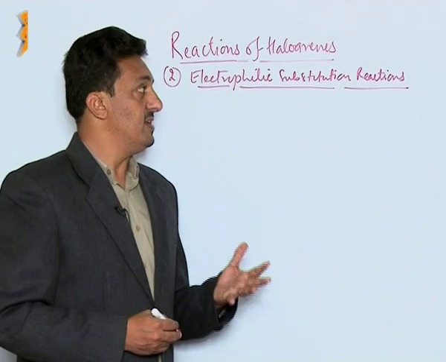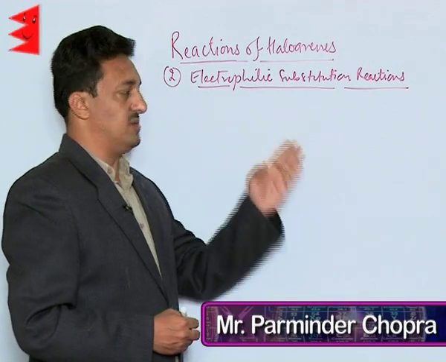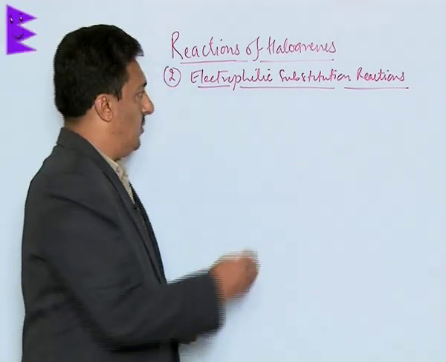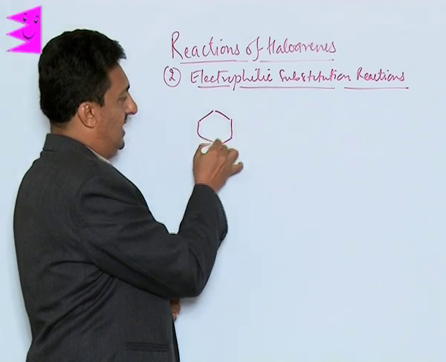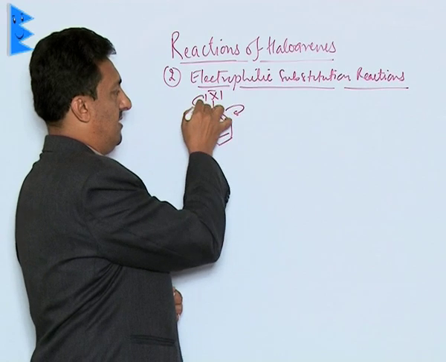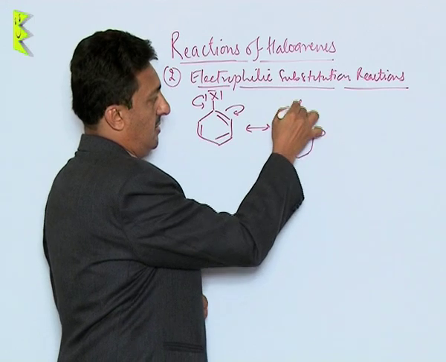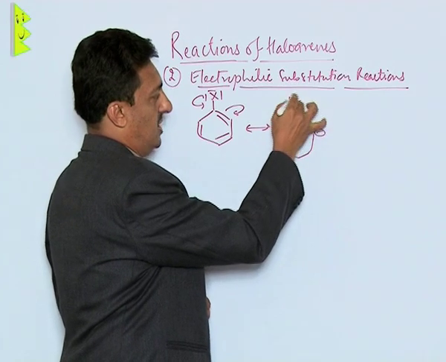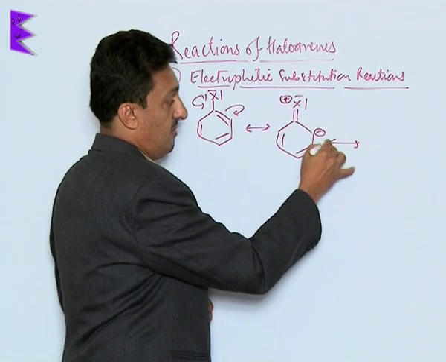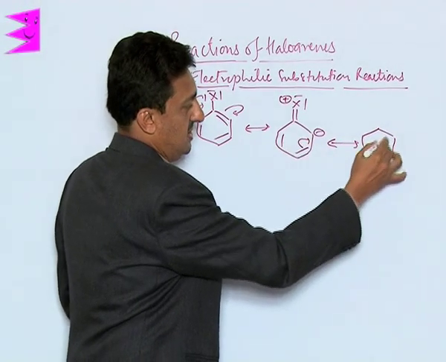The second most important category of the reactions of the haloarenes are the electrophilic substitution reactions. We know that they are the characteristic reactions of all the benzene derivatives. Now what you need to know is that when any halogen is attached to the benzene ring, it releases electrons towards the benzene ring, and is responsible for introducing a negative charge on the benzene ring. Therefore, it increases electron density at ortho and para positions. It will shift here on this side, it is like this.